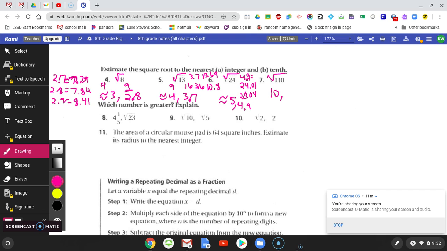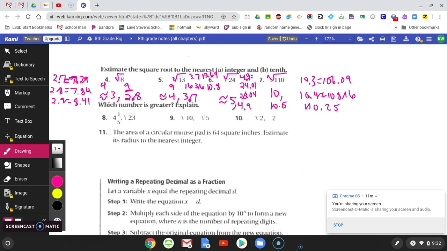So what if I do 10.3 times 10.3? 10.3 times 10.3 gives me 106.09. So let's try 10.4 times 10.4. That gives me 108.16. We're getting closer. So 10.5 times 10.5 is 110.25, and that's for my 10.5, which would make it the closest one.